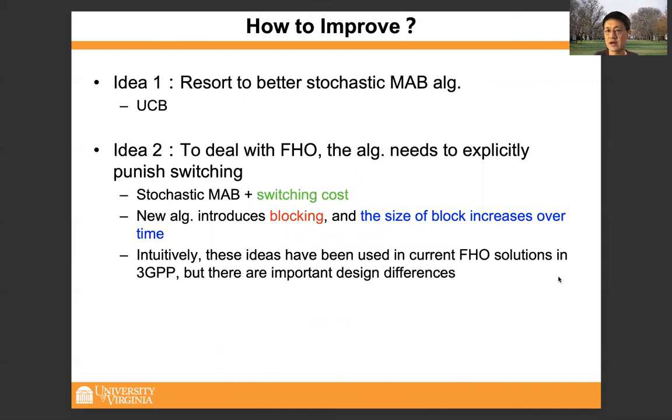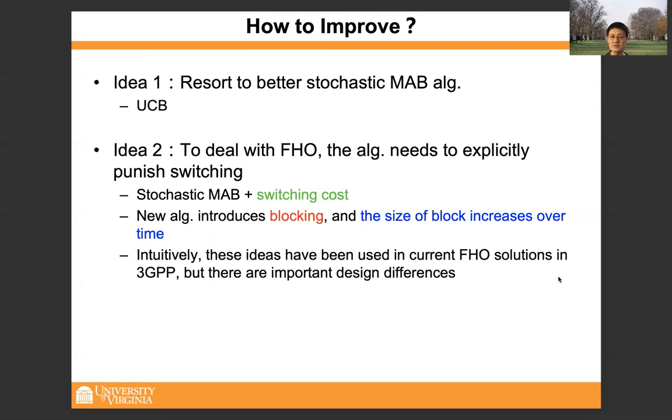The first idea is you can use better algorithms. Epsilon-greedy is not a very good bandit algorithm, so you can try to improve that by using better algorithms. Okay, we did not go this route. What we did do is the second idea, which is to explicitly punish switching. To do that, we have to incorporate the so-called switching cost in the standard MAB problem. This switching cost forces the new algorithm to introduce the concept of blocking or batch exploration. The size of the block also increases over time.